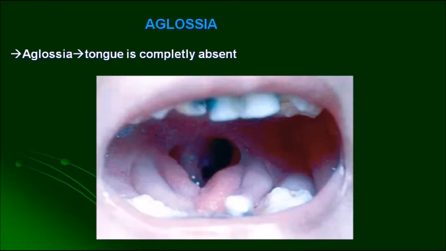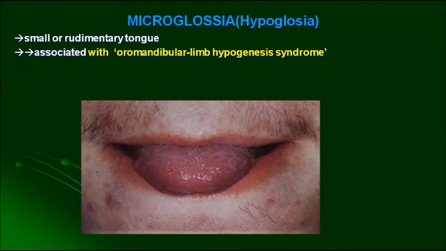What is aglossia? Aglossia means the tongue is completely absent. As I told you, it is an autosomal recessive disorder. I hope everyone remembers, in part 1 I had taught you. You can see a small rudimentary tongue here. What is microglossia? Microglossia means you see a very small rudimentary tongue. In aglossia, the tongue is almost absent, whereas in microglossia, you can see a small rudimentary tongue.